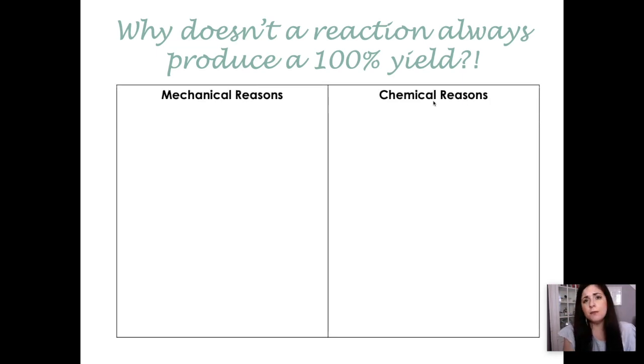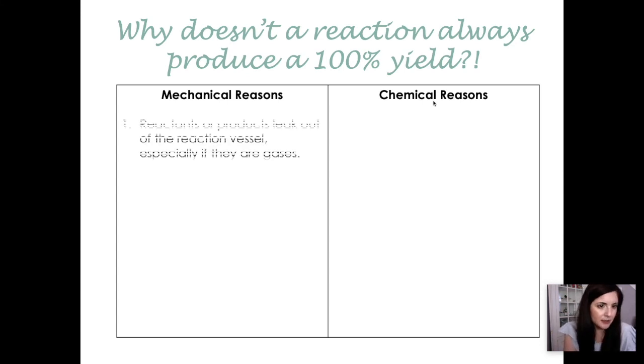There are two major reasons as to why you won't produce a 100% yield. There are mechanical reasons, which have to do with the nature of the chemicals themselves or the quality of the equipment that you're using, versus chemical reasons. So things that just happen as a result of the reaction that there's nothing anybody could do to really stop it. So some of the mechanical reasons.